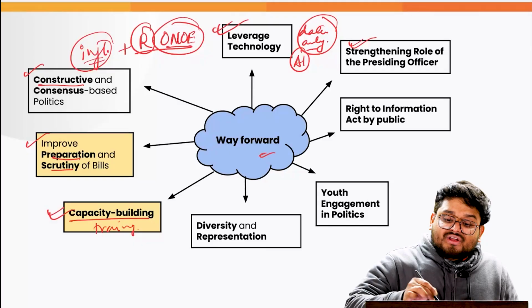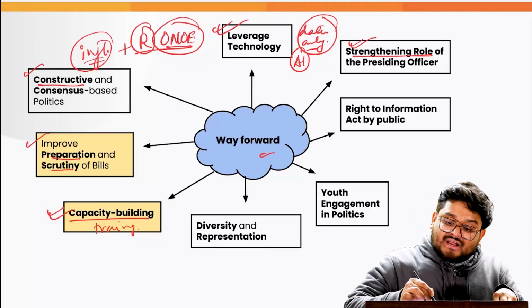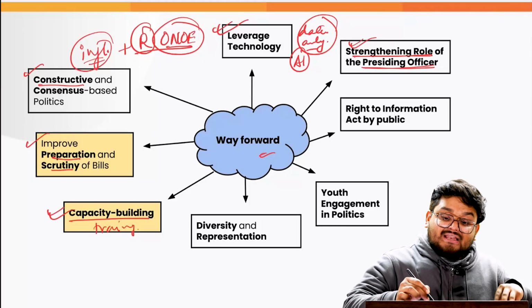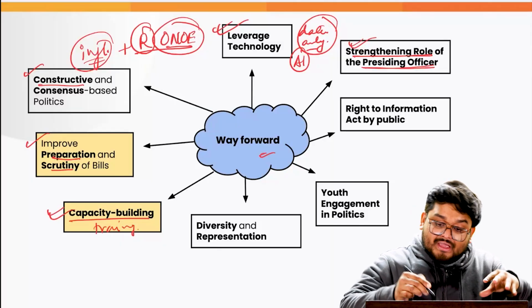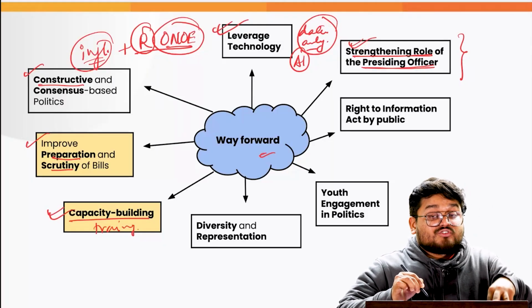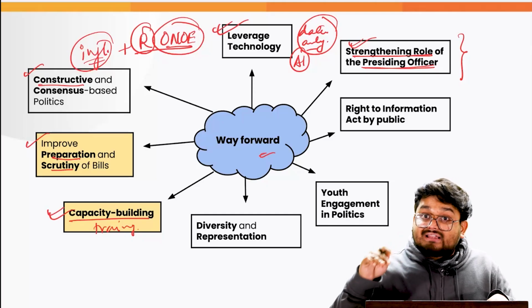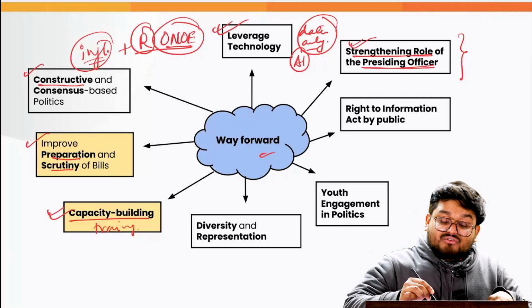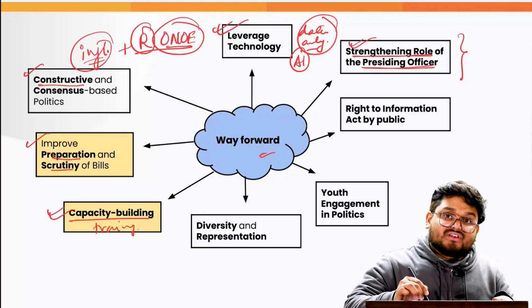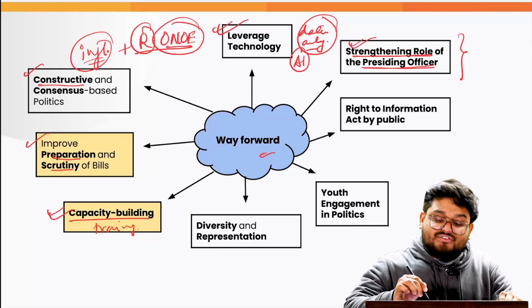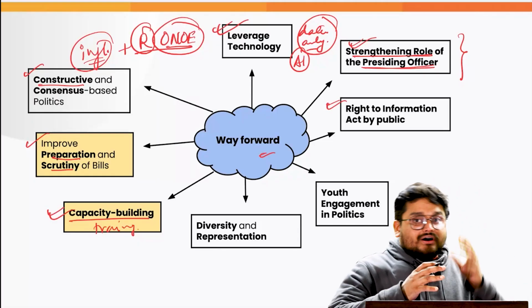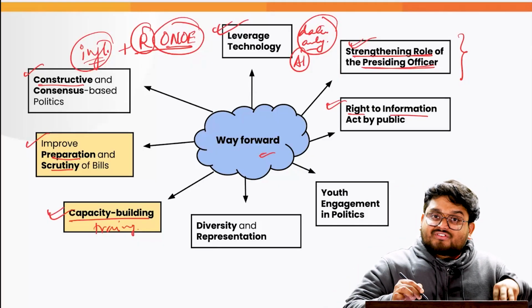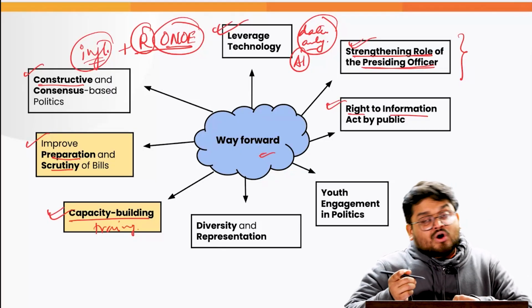Next, we must also think about the role of the speaker, the presiding officer, so that post can be strengthened. We have understood that in the case of disruptions, it is the speaker who can restore balance, and if the speaker is not impartial, then that speaker can cause further issues in the parliament too. So we must introduce measures to strengthen the role of the presiding officer. And we, as the public, should use the right to information to ascertain information related to the productivity of the parliament.